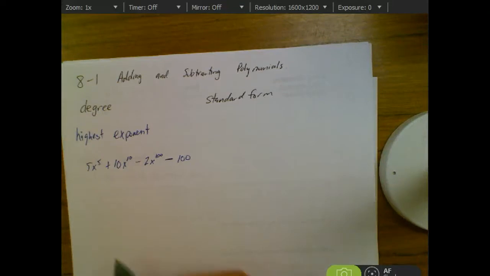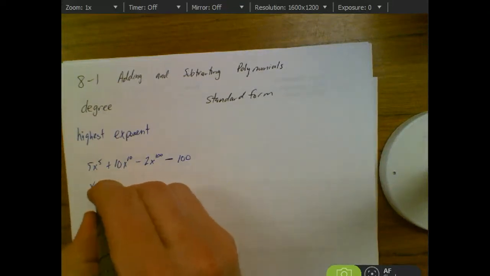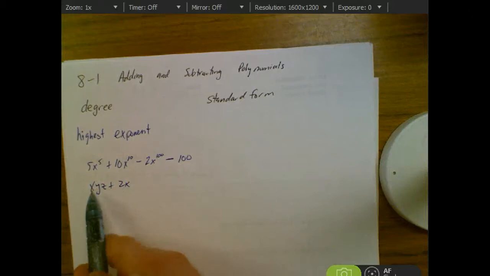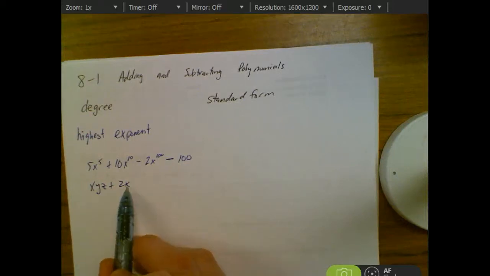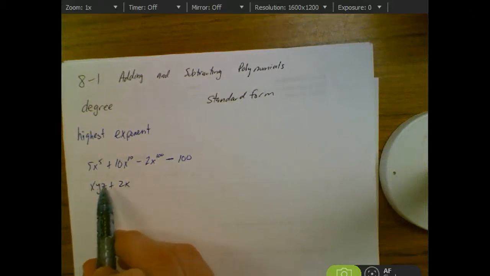But if we have something like xyz plus 2x, well, these three each have 1, and that has a 1, but it's 1 plus 1 plus 1. This would be a 3 degree.